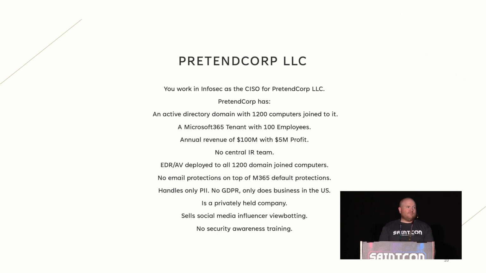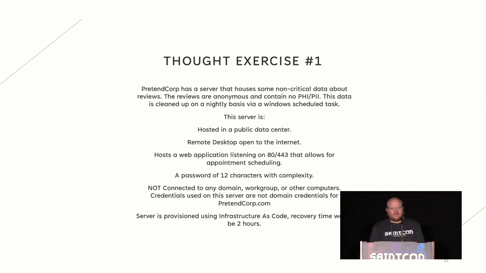So we're going to go through some basic thought exercises here. So we've got some numbers, right? They make $100 million a year, $5 million of that is profit. So quite a bit of overhead. On what? Who knows? View botting's tough. So tough to turn a profit when you're view botting. So thought exercise number 1, they have a server that houses non-critical data about reviews. So if I purchase some view botting, right, and I want to leave a review for Pretend Corp, best view botting ever. But they're anonymous reviews.